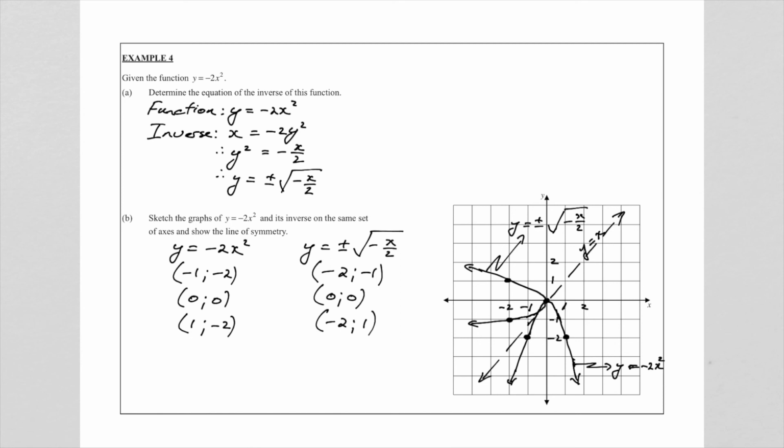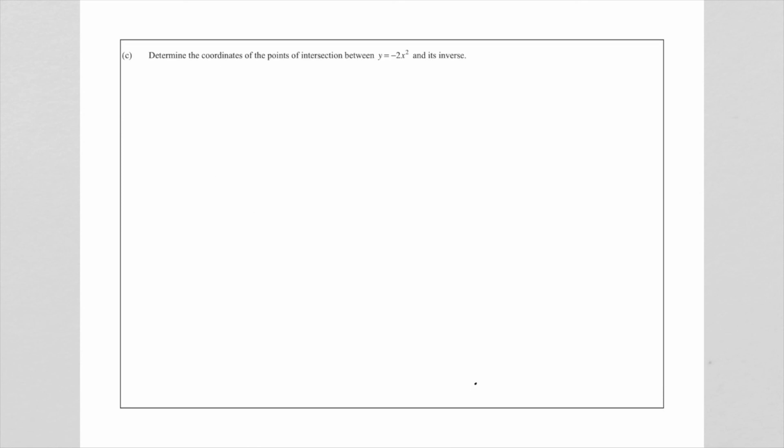So let's look at the last part of this question. And in this question, they ask us to determine the coordinates of the points of intersection between the parabola and its inverse. Now, you will remember from the drawing that there are 2 points of intersection here. So we're going to get 2 answers. And we're going to use simultaneous equations to do this. And we're going to use the parabola, and that is now y equal to minus 2x squared. And we're going to solve it simultaneously with y equal to x.